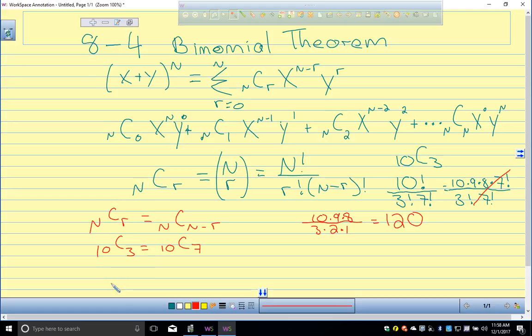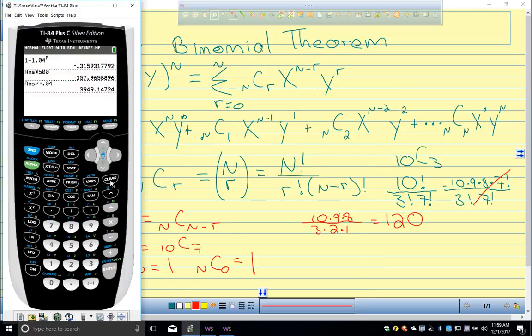Also, n combination n is just equal to 1, and n combination 0 is also equal to 1. Okay? So those are some rules that you should know about combinations. And I'm just going to show you on your calculator how you do combinations.